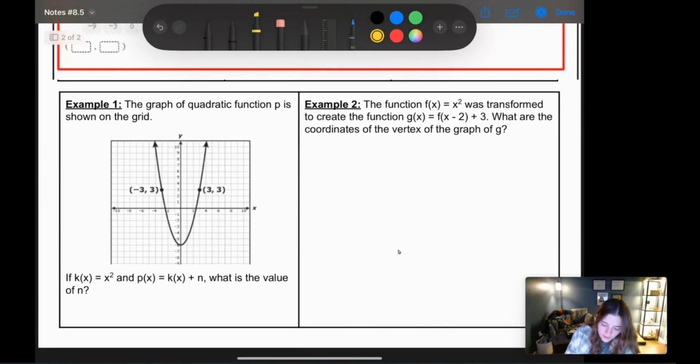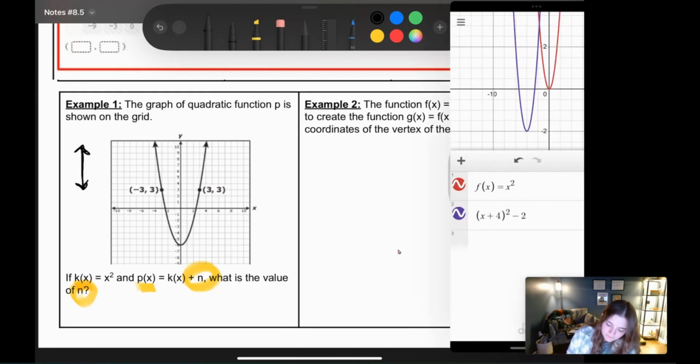On example 1 here, this time it kind of changed stuff up. It says k of x and p of x, but guess what? It means the exact same thing. Do not panic when you see these different letters. It is the same exact rules. Nothing has changed. What is the value of n? So we know it's a vertical shift, right? Because it's outside the parentheses. So I know it's vertical. I know I have to go up and down.